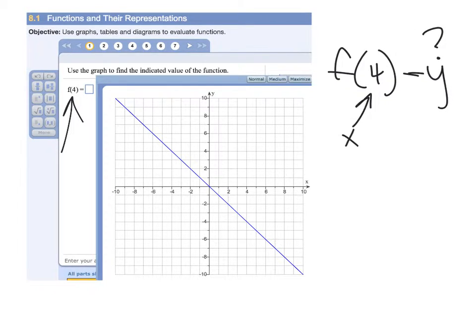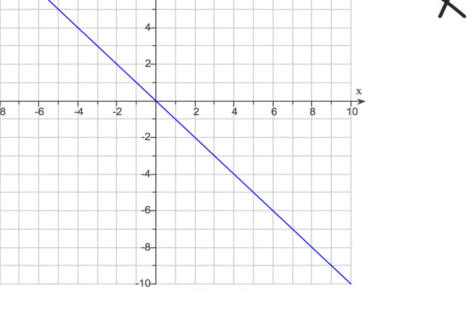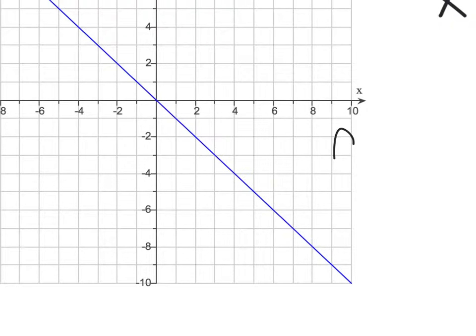So over here, we're going to zoom in. And again, remember, we're looking for f of 4. So that means you're going to go to where your x is 4, and then you're going to find the line, which is down here, and you're going to look. And what is the y value? Oh, the y value is negative 4.